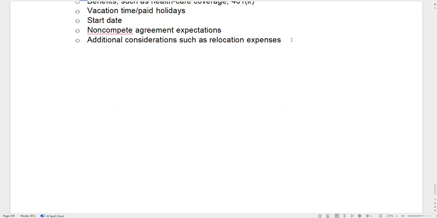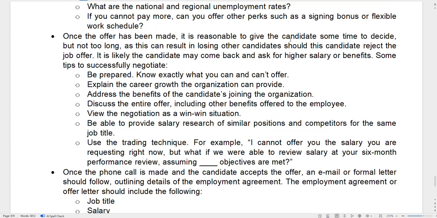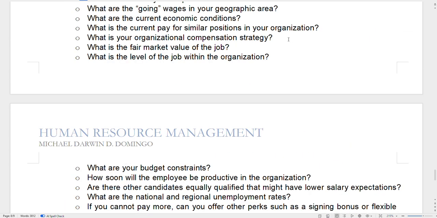Oh, that's it. Yan. So, that's it for the selection. So, paki-check nyo na lang. Meron niyang kasabay na activity. Okay? So, that's it.